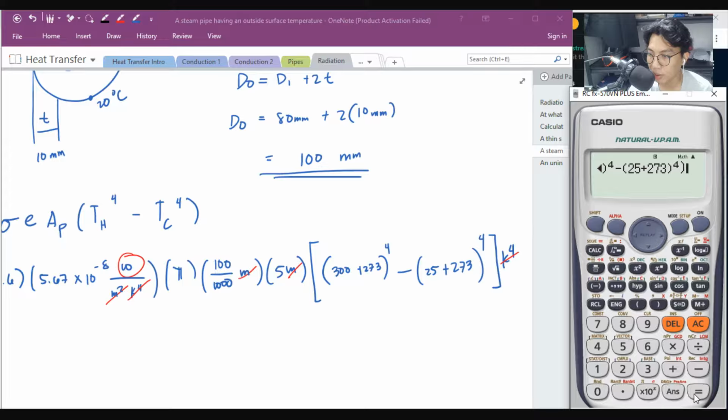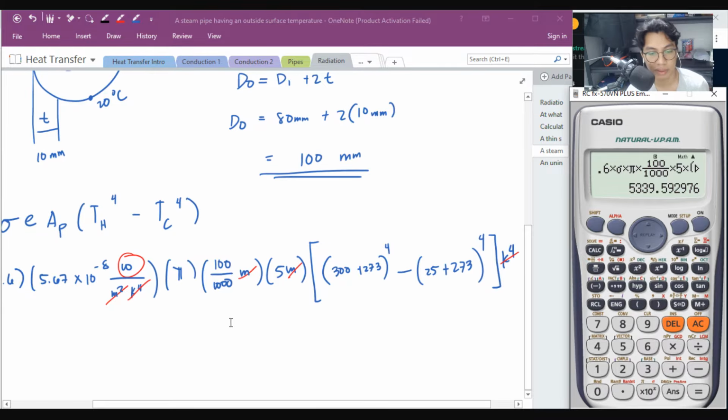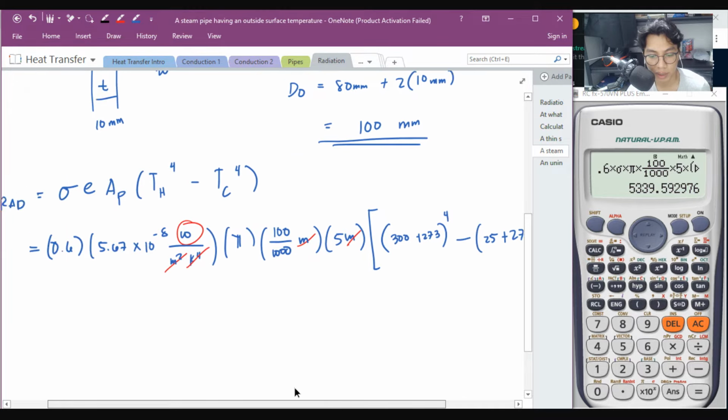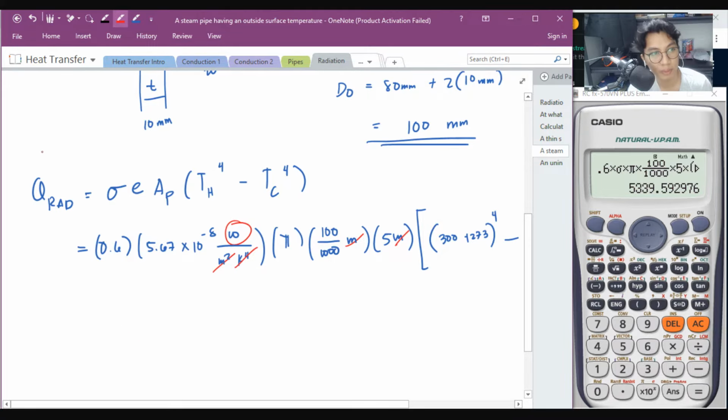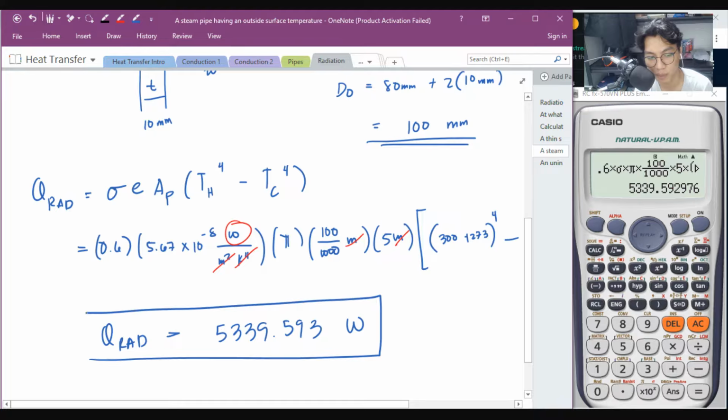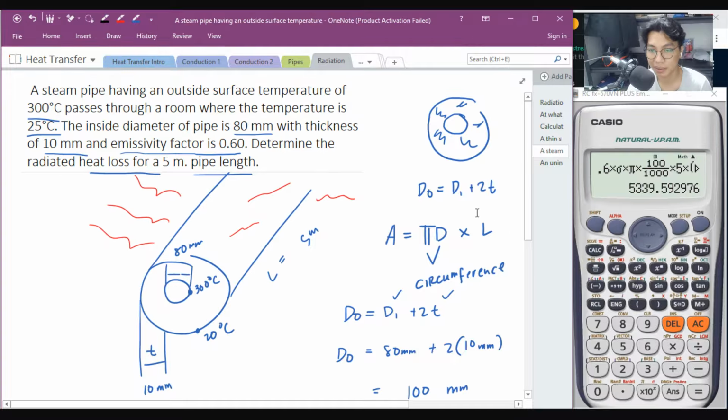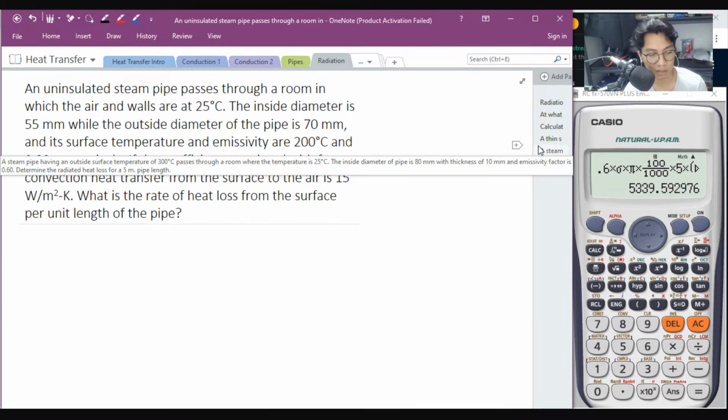And then, the answer will be, tignan nga natin kung tumama tayo. So, the answer for radiative heat in watts will be QRAD is equal to 5339.593 watts. That is for problem number 4. Mabalan talaga. Okay. Next one.